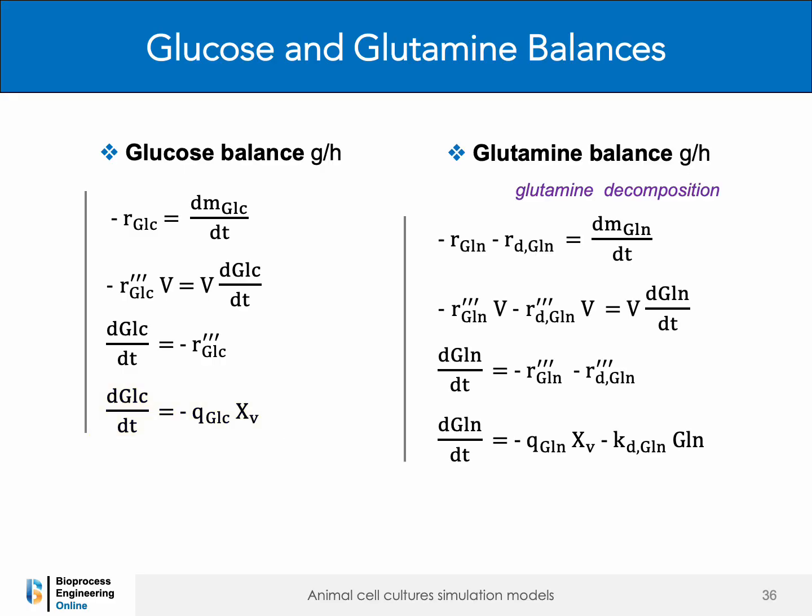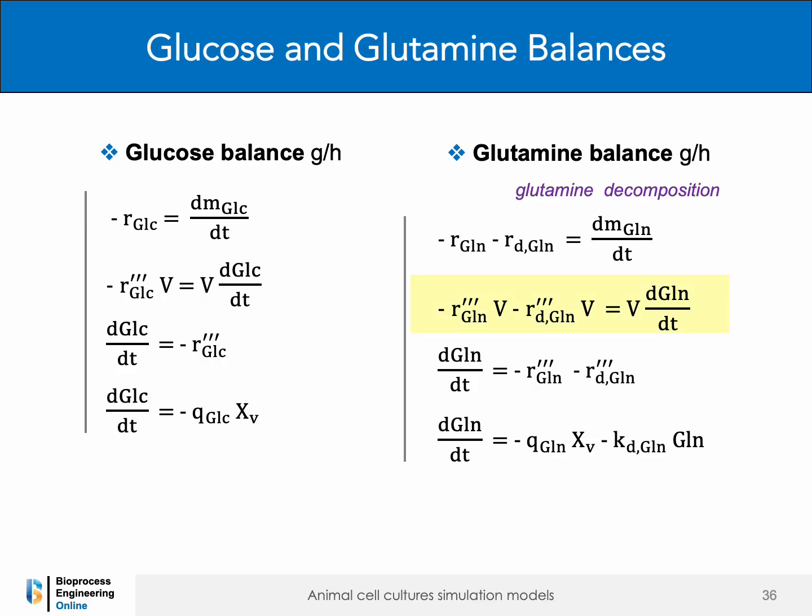The mass balance for glutamine is slightly more complex than that for glucose, because glutamine is not only consumed by the cells, but also undergoes spontaneous decomposition in the culture medium. The instantaneous mass balance expressed in moles of glutamine per hour is therefore written as minus glutamine consumption rate, RGLN, minus glutamine decomposition rate, RDGLN, equals rate of variation of glutamine amount, dmGLN over dt.